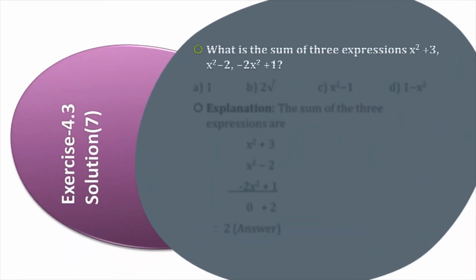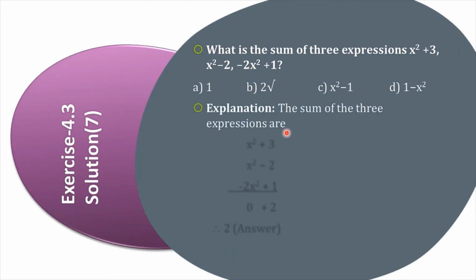Solution number 7: what is the sum of the three expressions x square plus 3, x square minus 2, minus 2x square plus 1? The answer will be, my dear, from the options, number B, 2 is the tick mark. Let us see the explanation. The sum of the three expressions, if we arrange them in similar terms: x square plus 3, x square minus 2, and minus 2x square plus 1. And after that, as you can see, x square, they are positive signs, so there will be plus and plus, that would be 2x square, and minus 2x square.